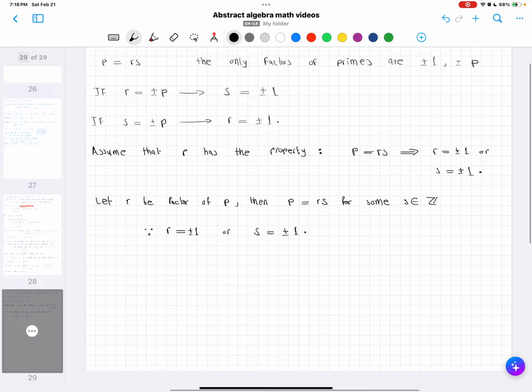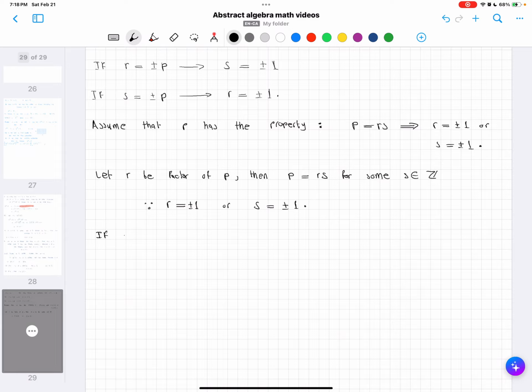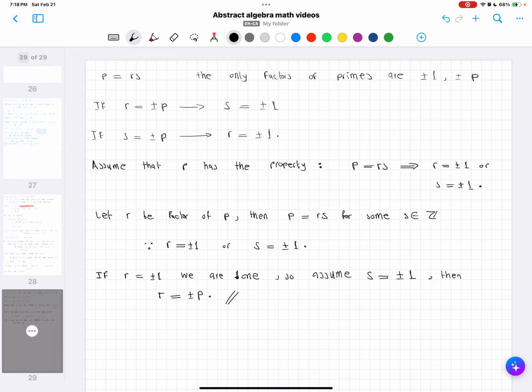So if R is equal to plus or minus 1, we are done. So assume that S is equal to plus or minus 1, then R is plus or minus P, and we are done. So all the factors that we found, all the factors are either plus minus 1 or plus or minus P. So P must be prime.